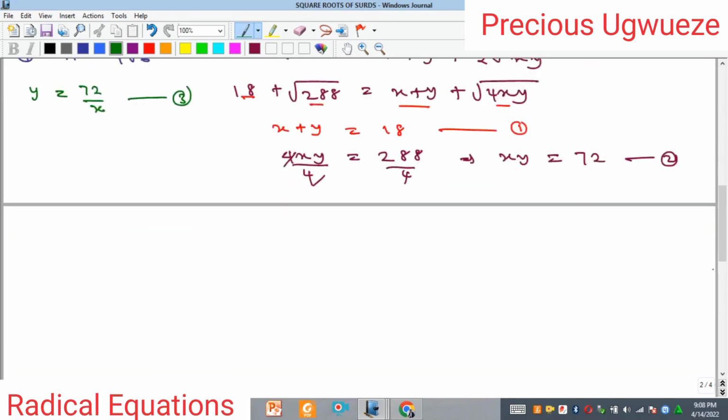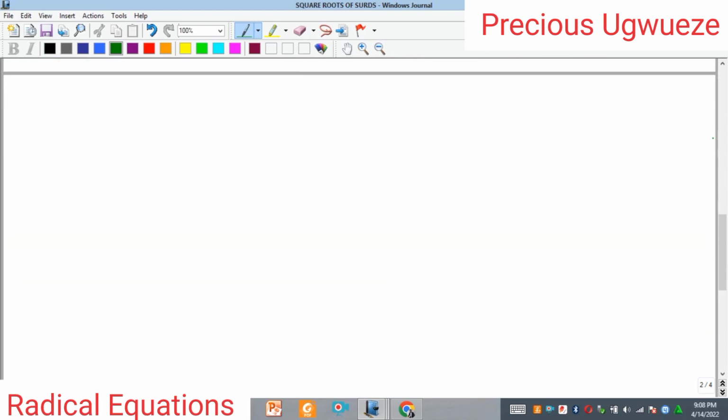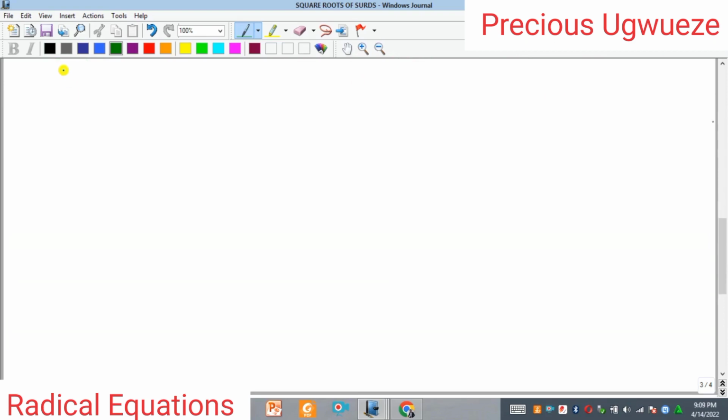So from now, I can substitute equation 3 into my equation 1. Remember what equation 1 is: x plus y is equal to 18. And from equation 3, our y is 72 all over x. So that is going to give me x plus 72 over x is equal to 18. So what do I do here? To take away this denominator, I will multiply through by x. When I do that, x times x is x squared, and x times this will give me just 72, equal to 18x.